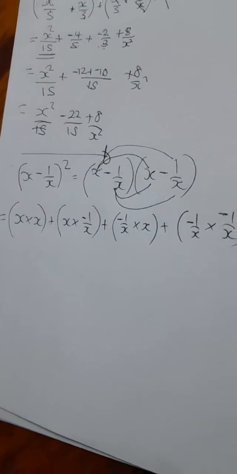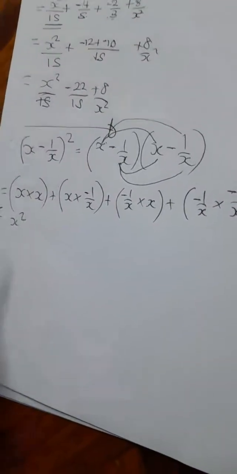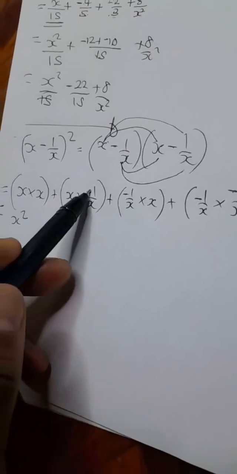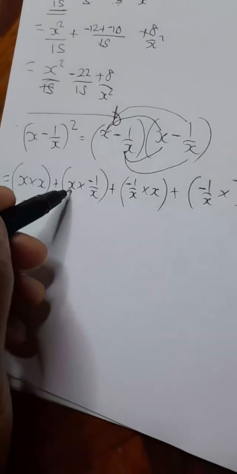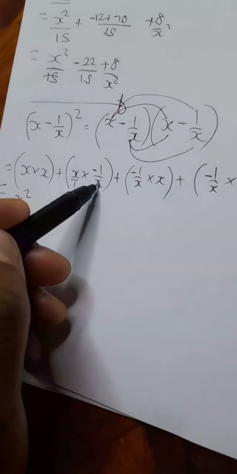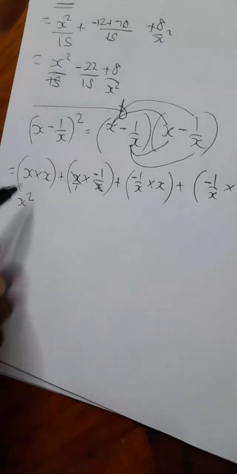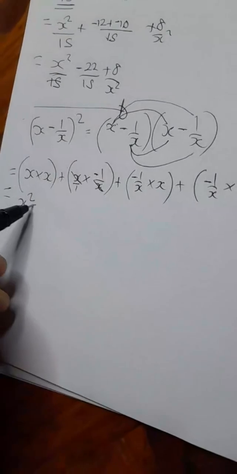So it's going to be x times x, x squared. x times minus 1 over x. x is the same as x over 1. So we have x in the numerator, x in the denominator. So this x will cancel this x. And we are left with minus 1.